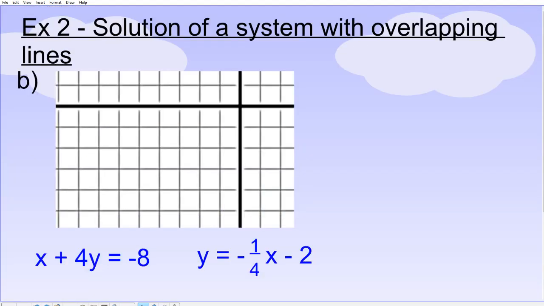Letter B. Copy the two equations down off to your paper. Go ahead and solve them and graph them, and it should be overlapping again, but double check just to make sure. Okay? Pause the video. Do it on your own. When you're ready to continue, hit play, and we'll go through it together.